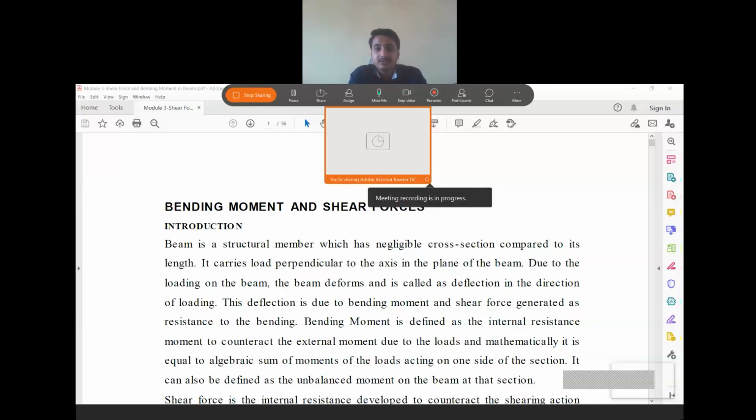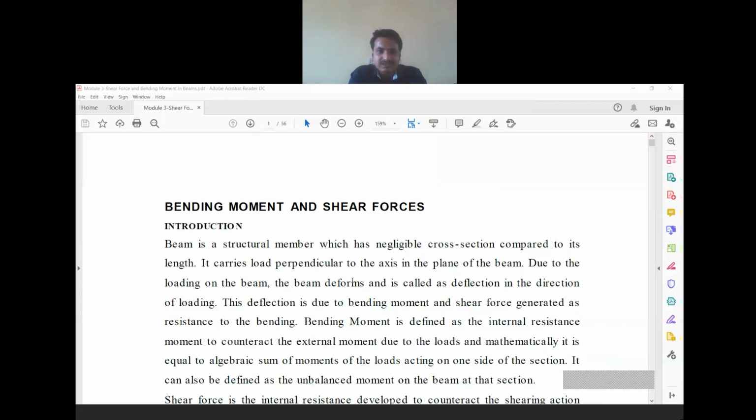So in this chapter, we will be drawing the shear force and bending moment diagrams. What is this diagram all about? This diagram will indicate the behavior of the beam, so how it is going to behave under shear force and how it is going to behave in bending.